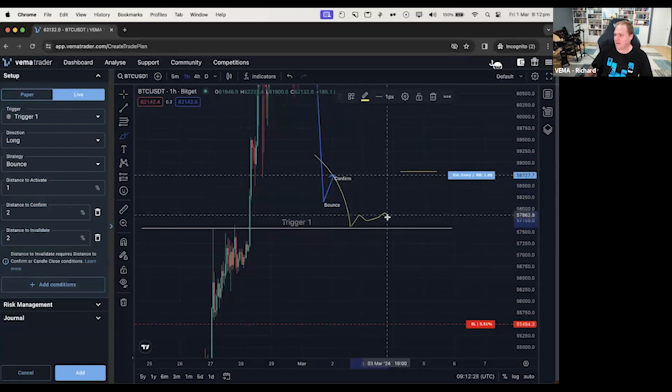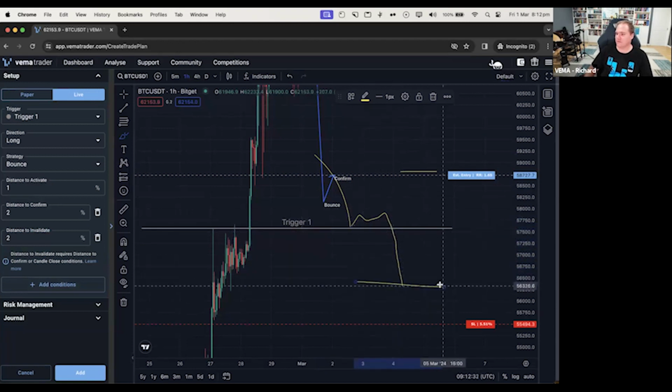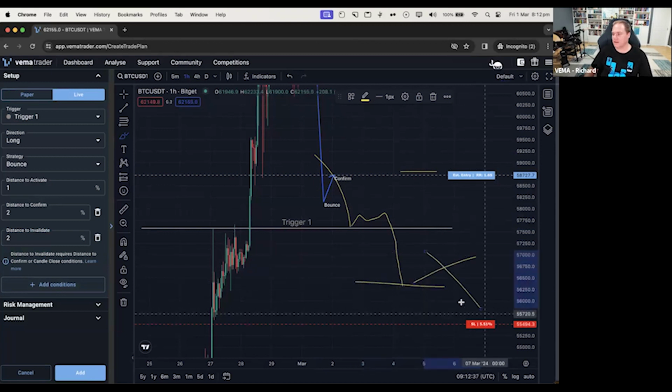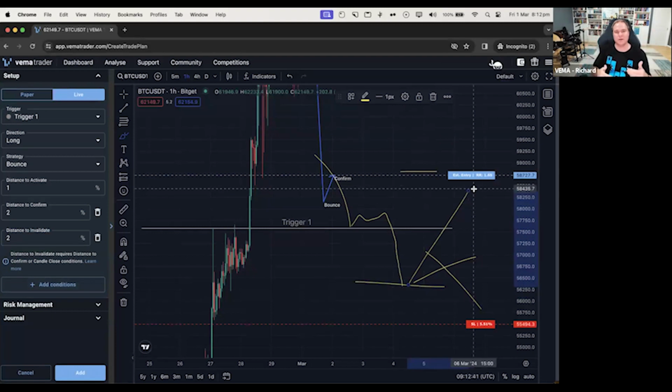It can hang around down here. And then if it falls through and goes 2% past the trigger, then Vema's going to say, hang on, this is not good anymore. Let's invalidate that entire position. And so if price then was to come back up, well, it didn't bounce off the trigger, so you would not be sucked into a trade. Making sense?